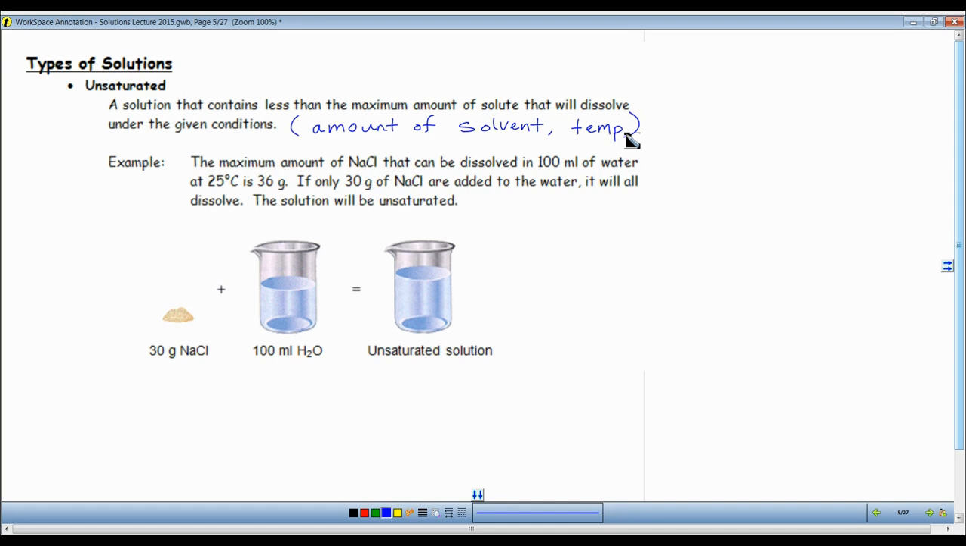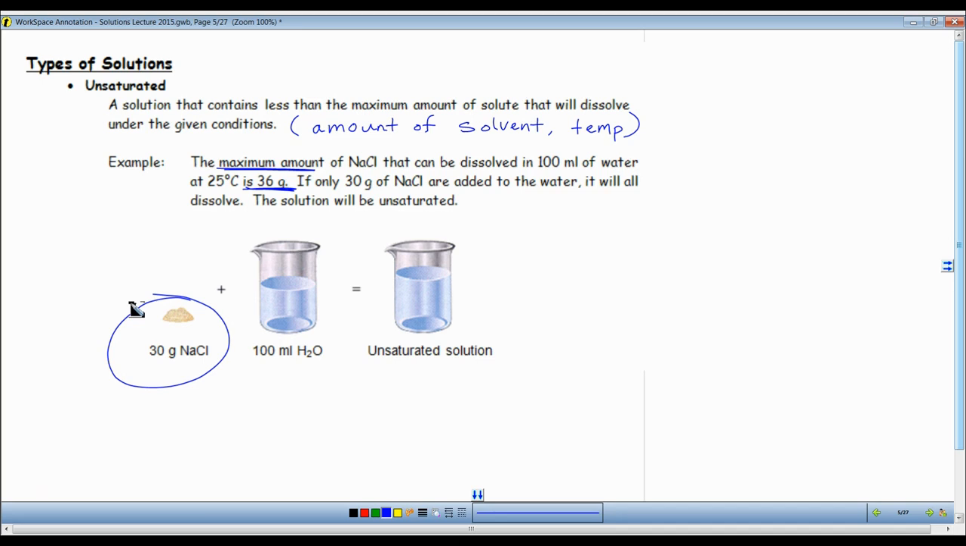We could dissolve more than 30 grams. The maximum amount is 36. I have 30. I have less than the maximum amount that would dissolve in 100 milliliters of water at that temperature. So we call the solution unsaturated, less than the maximum. Most solutions that we make and work with are unsaturated. If I wanted to, I could add another 6 grams, and it would dissolve.